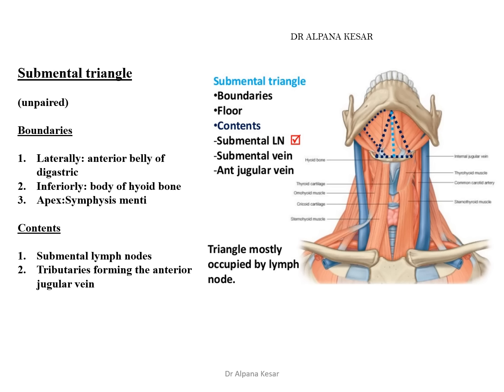Submental triangle. Submental triangle is a single unpaired triangle which is present in the midline. It is bounded laterally on both sides by the anterior belly of digastric. Inferiorly, it is bounded by the body of hyoid bone, and its apex is at symphysis menti. The contents of the submental triangle are submental lymph nodes and the tributaries of the veins that form the anterior jugular veins.